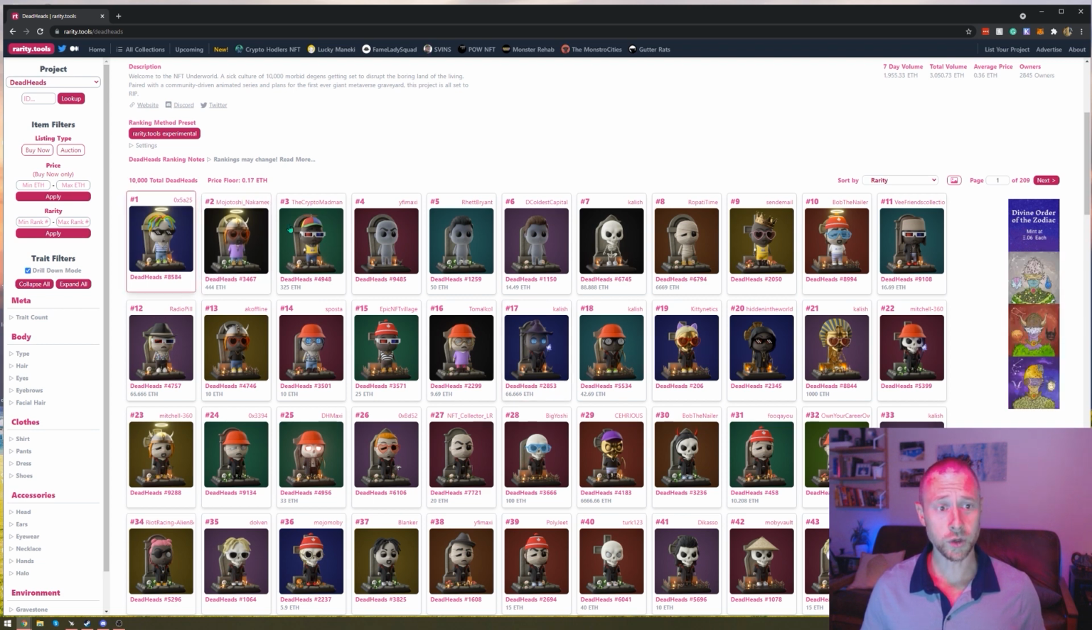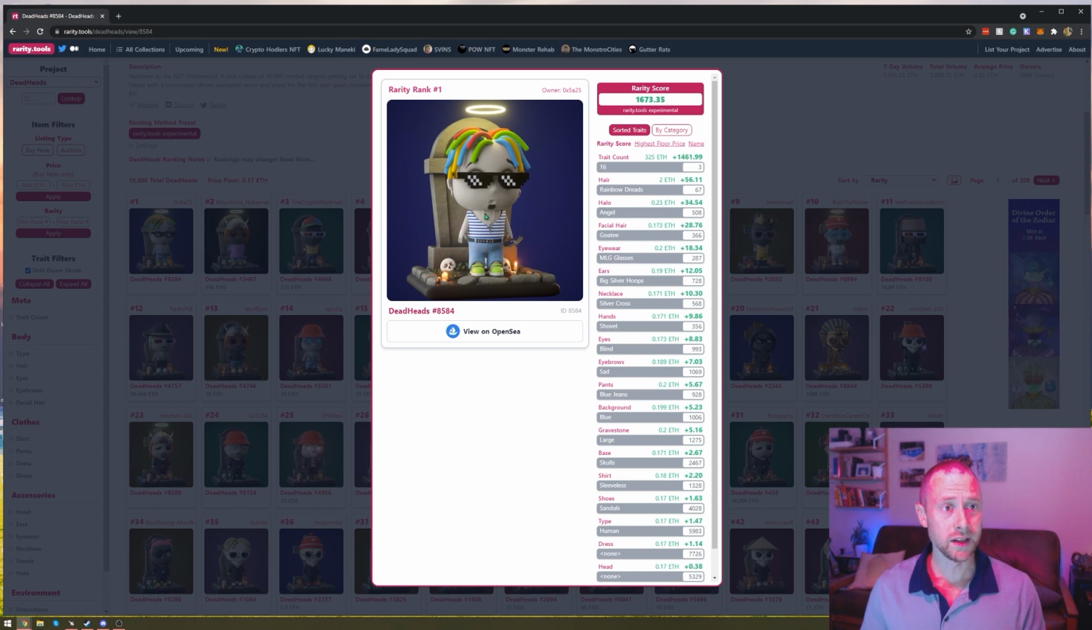But this is showing you, when you click into it, the ranking. So the number one ranked Deadhead right now is this guy, and they're basing that on the traits. And out of those traits, what's the most unique or most rare? So for instance, this is showing us that there's 16 traits that this one Deadhead has, rainbow dreads being what they're identifying as the top trait.